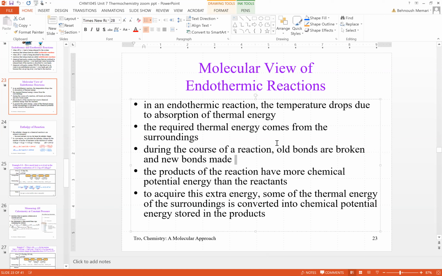Now, if more energy is released than the amount of energy that is consumed, overall energy is going to be released. If more energy is being consumed than what is being released, then that is an endothermic type reaction.